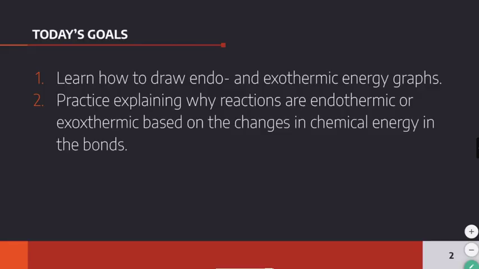We have two main goals for today. First one is we're going to learn how to draw endo and exothermic energy graphs showing chemical energy change and showing thermal energy change. And two, we're going to do a little bit of practice explaining why it is that chemical reactions are endothermic and exothermic based on the changes in chemical energy, whether the chemical energy goes up or goes down.